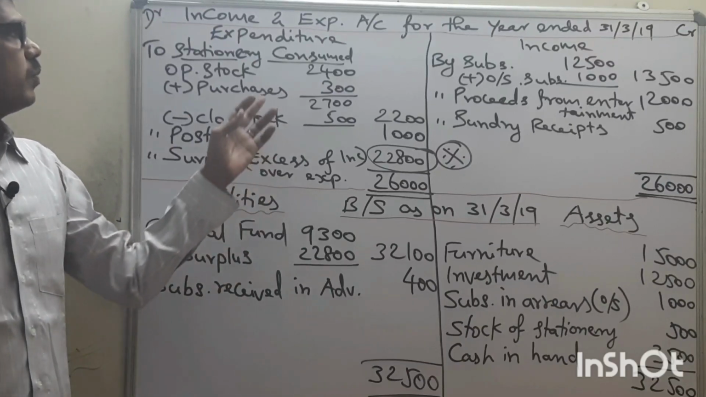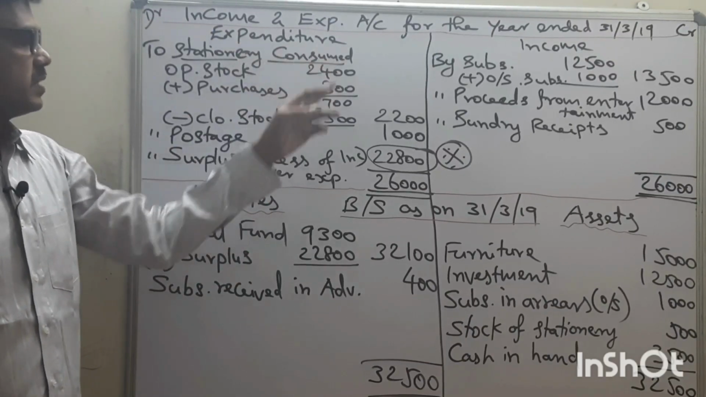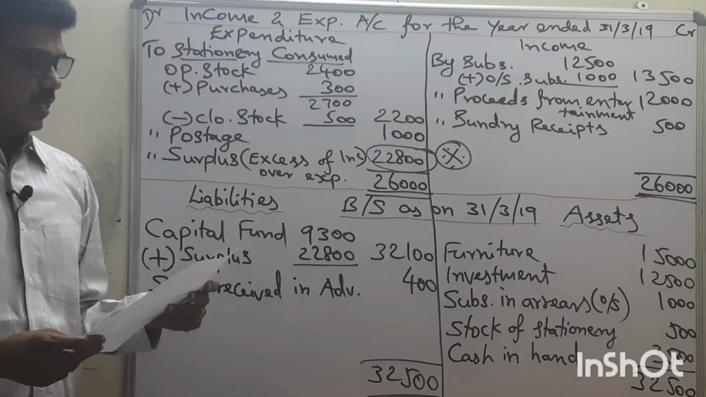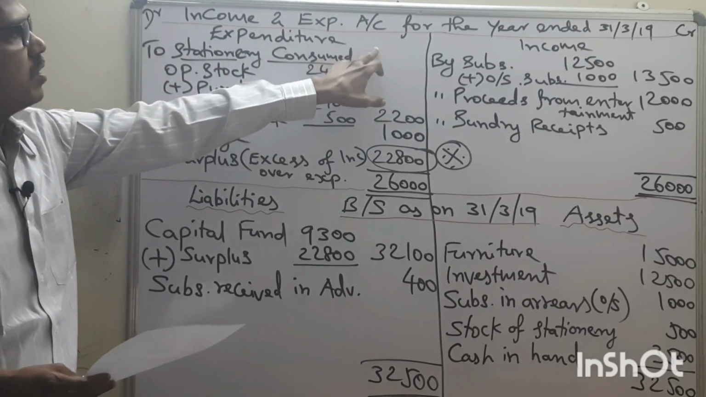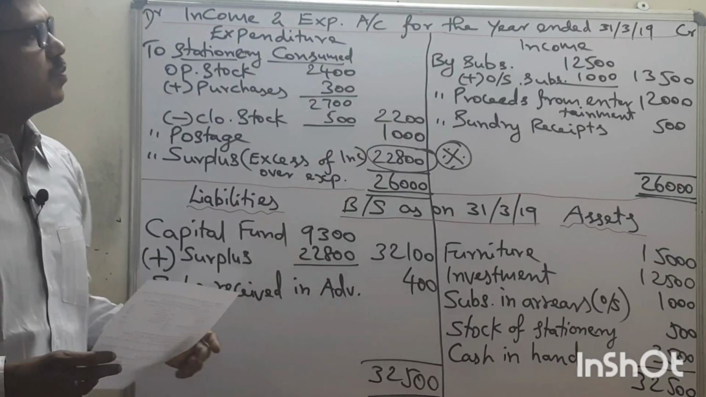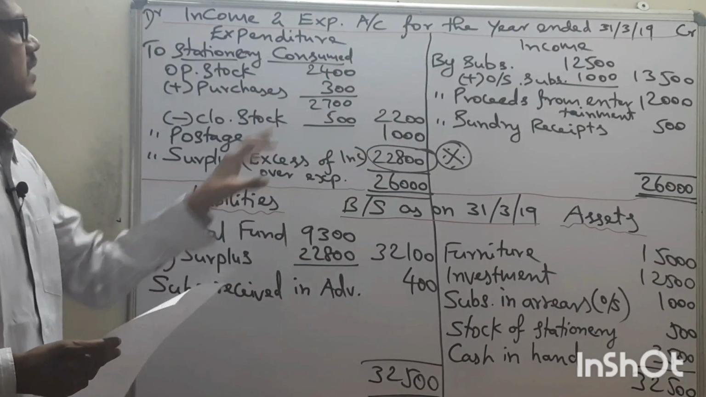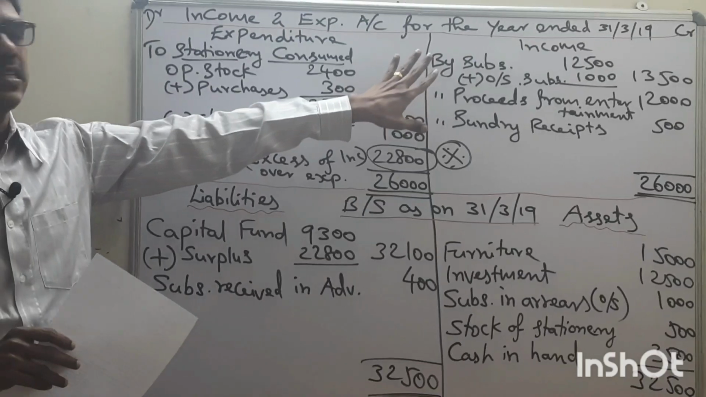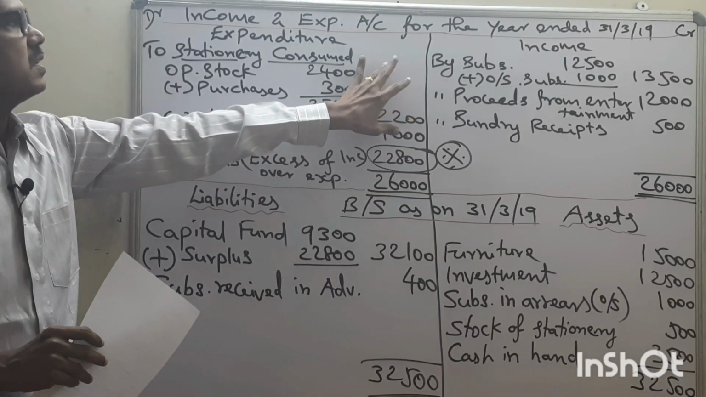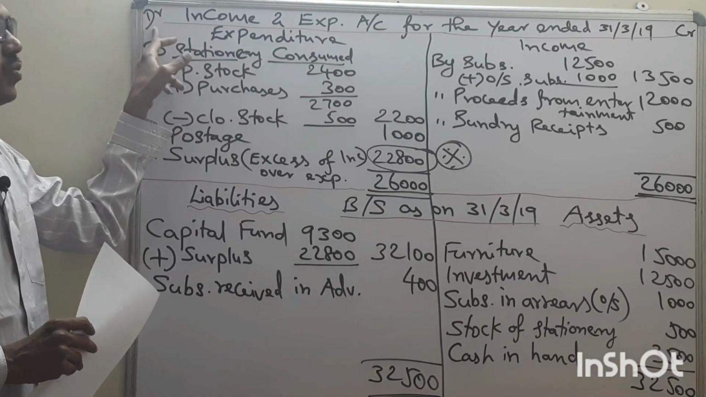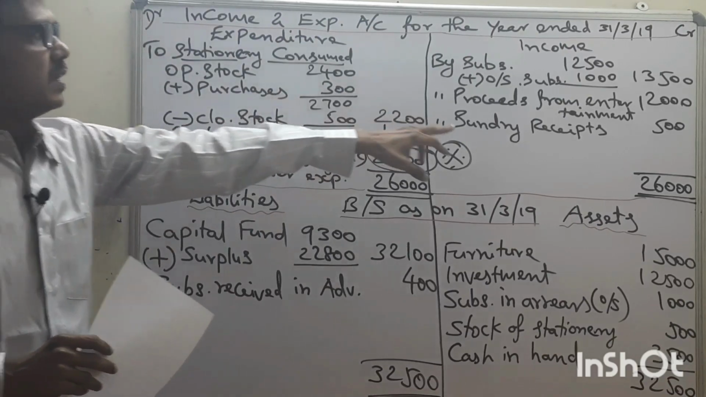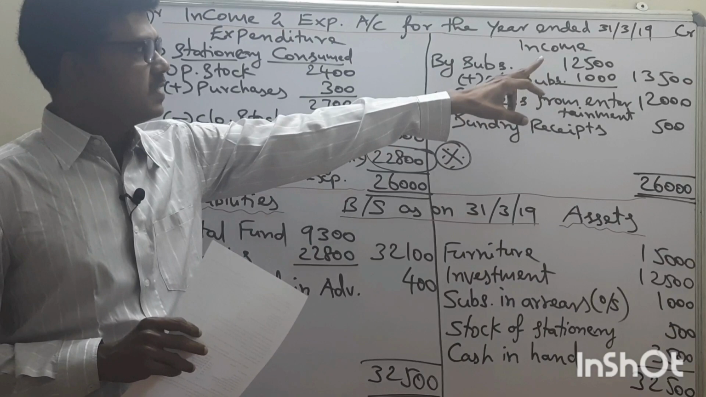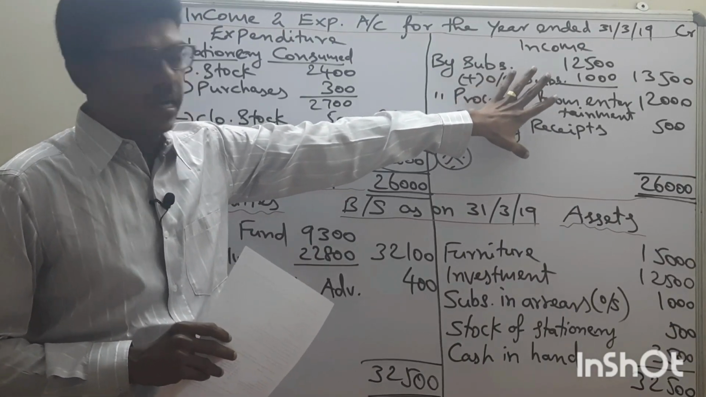Now we are going to prepare income and expenditure account and balance sheet. This is the heading, income and expenditure account for the year ended 31st March 2019. Income and expenditure account is a ledger account. In the left top corner, we should write debit. This is debit side. Left hand side, debit side. In the right top corner, we should write CR. Right side is credit side.